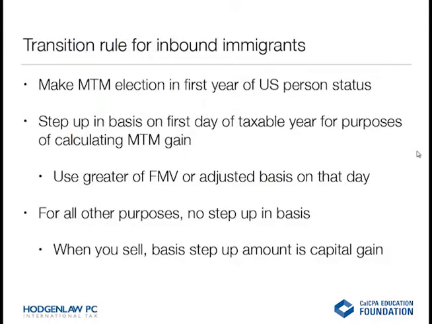Now, there's another rule for inbound immigrants that I had mentioned previously. This is where you make the mark-to-market election in the first year of U.S. person status. So the assumption here is that you had a PFIC, maybe you've had it for years, you then become a U.S. person, you're subject to U.S. tax for the first time, and when that happens, you get to take a step up in basis on the first day of your taxable year for purposes of calculating your mark-to-market gain. So as of that day, you can use the greater of fair market value or adjusted basis. For other purposes, no step up in basis, and when you sell the PFIC, your basis step up amount is going to be taxed as a capital gain.